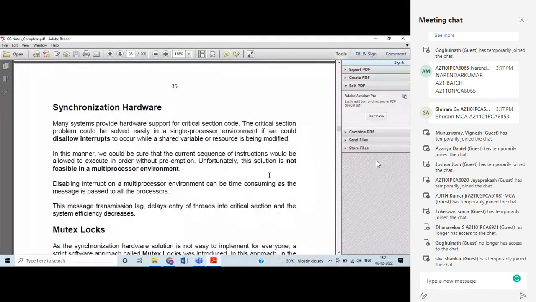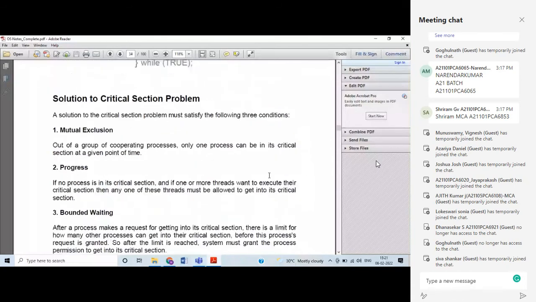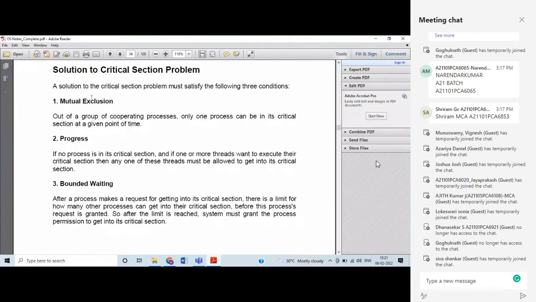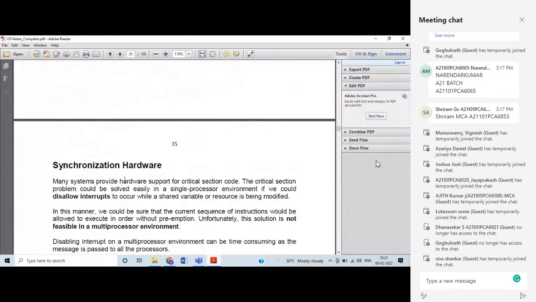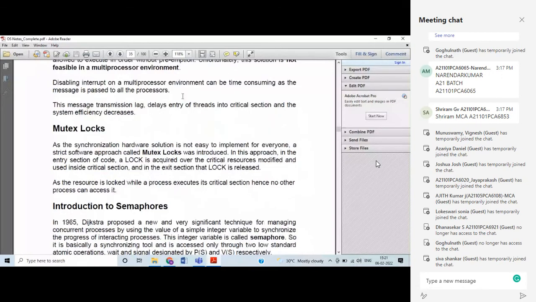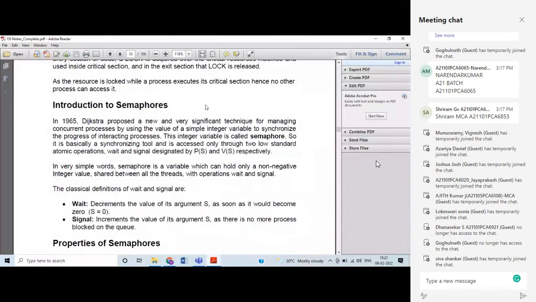Okay, then next concept, for process synchronization, first we saw the critical section problem. These are all the solutions, and the synchronization hardware is also one, and the Mutex Lock is some other solution. So these are all the mechanisms. The next mechanism is called the semaphores.